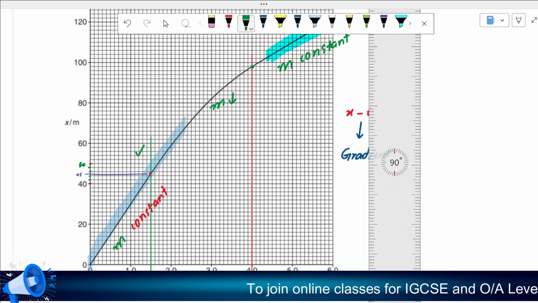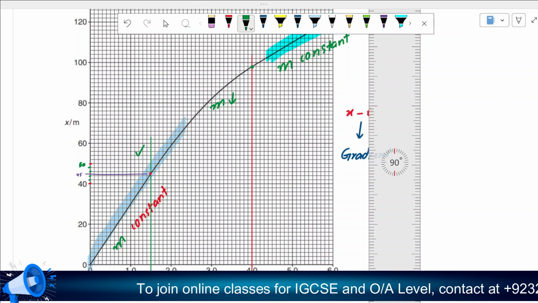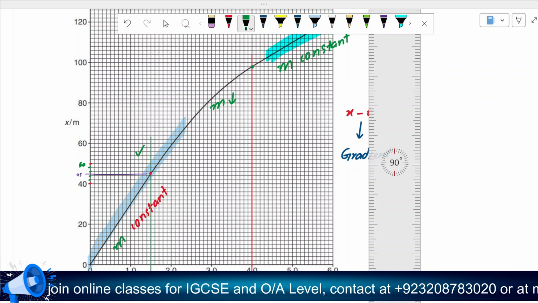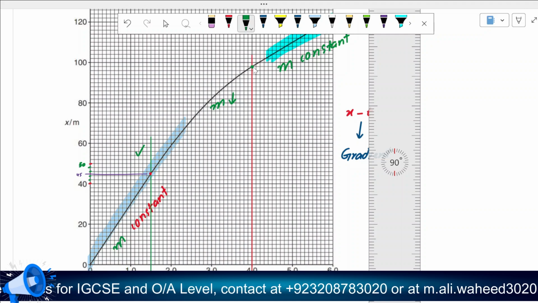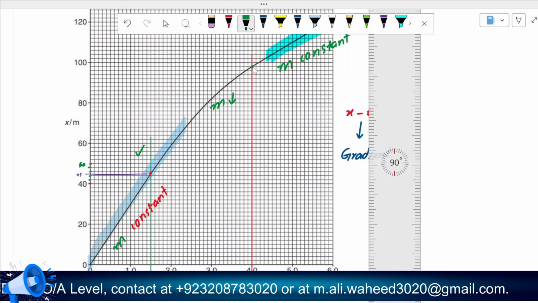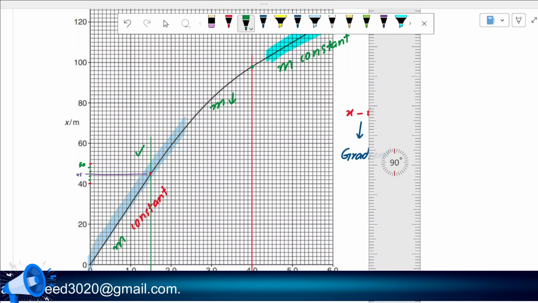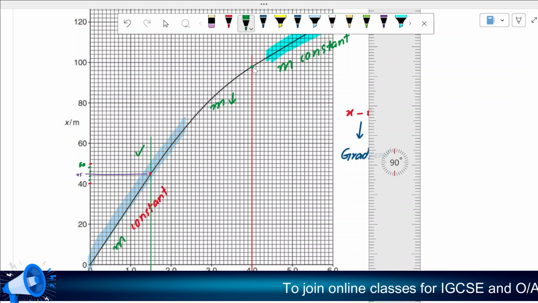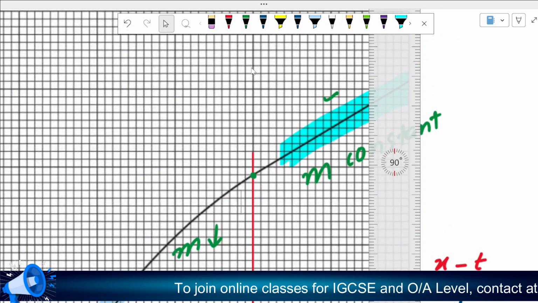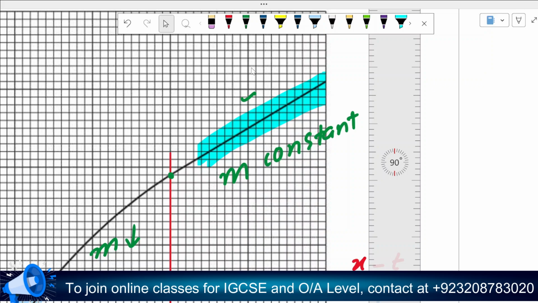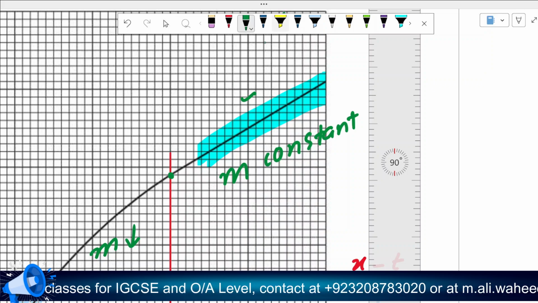So this is a point that we are concerned with. We need to find the velocity at 4 seconds. If this point is on the straight line, which it is indeed, then this point is on the straight line.